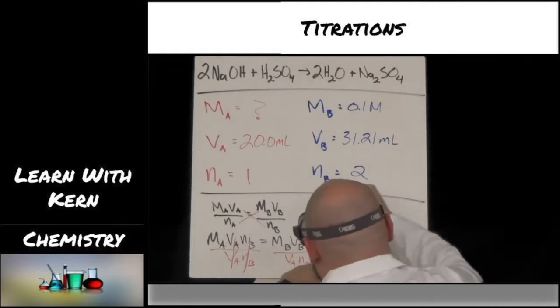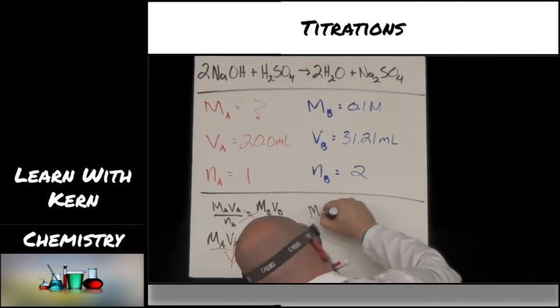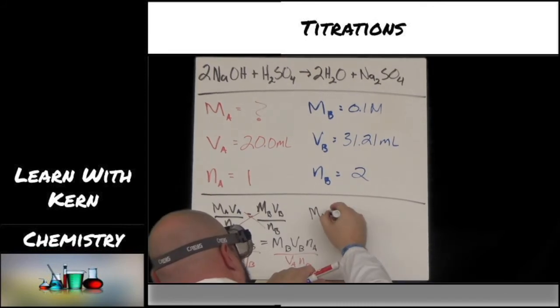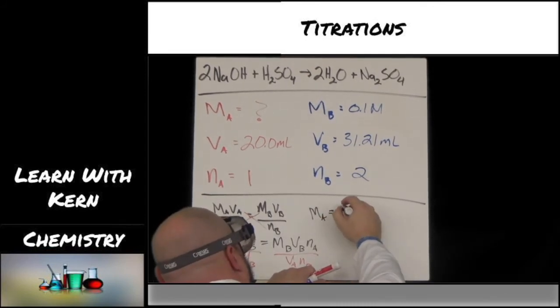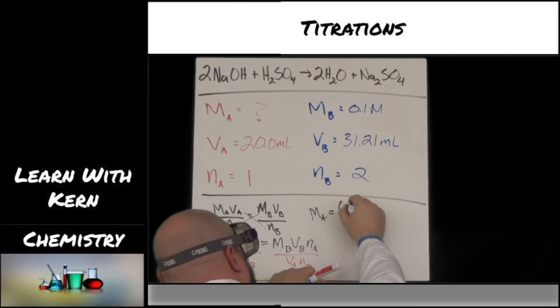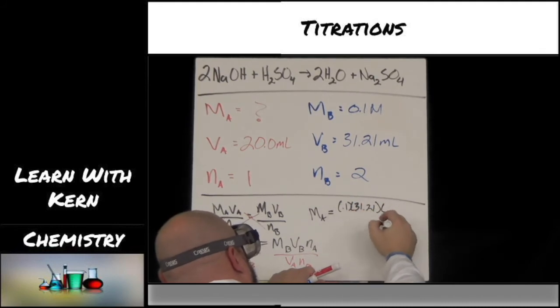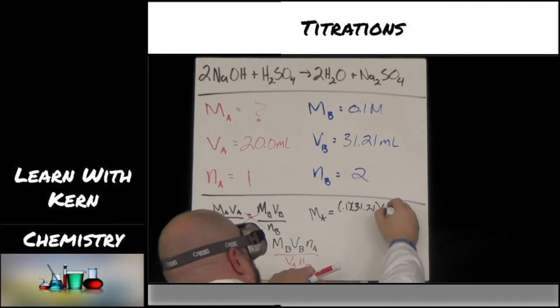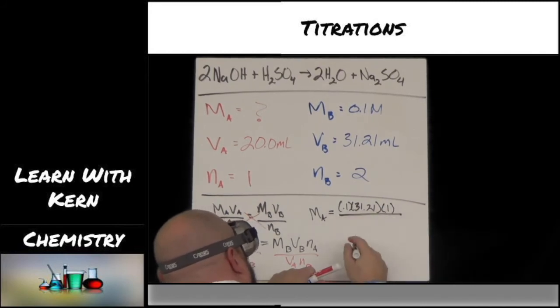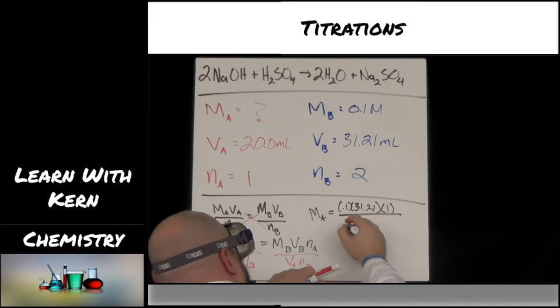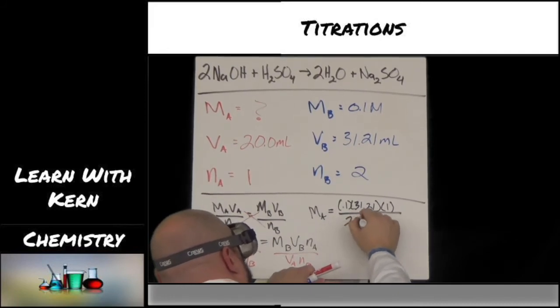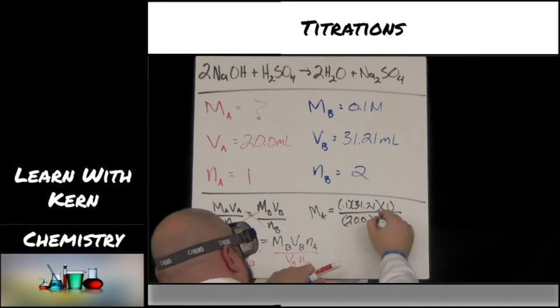So if we plug in our numbers, our MA is going to equal our MB, which is 0.1, times VB, 31.21, times NA, which was 1, divided by our VA of 20.0 times NB, which was 2.